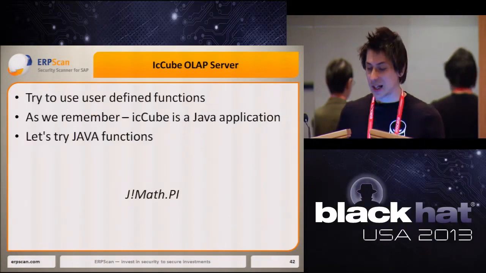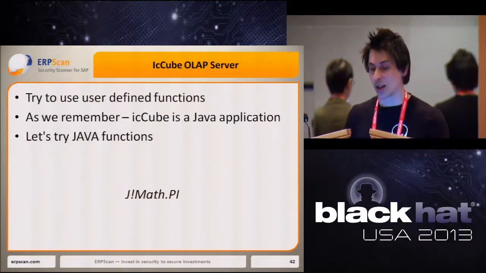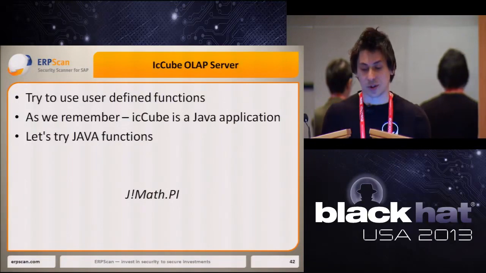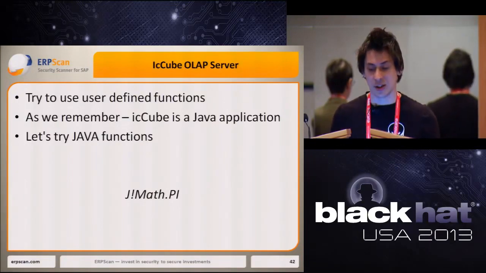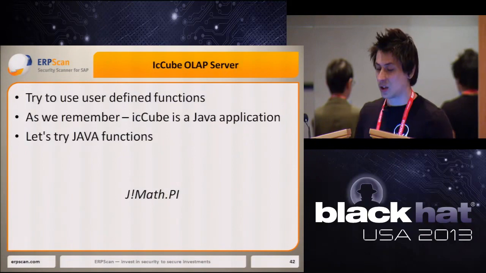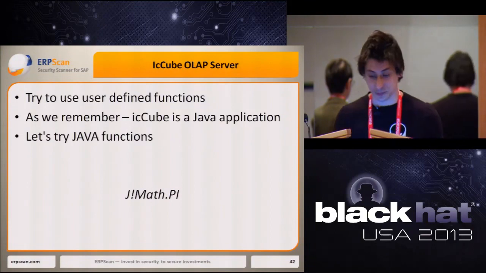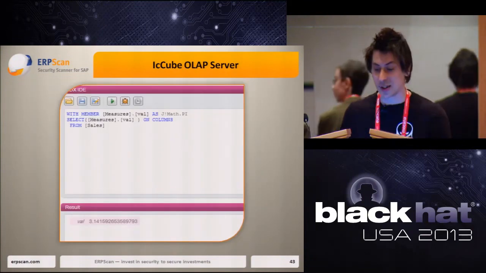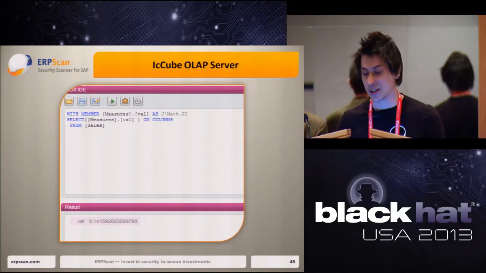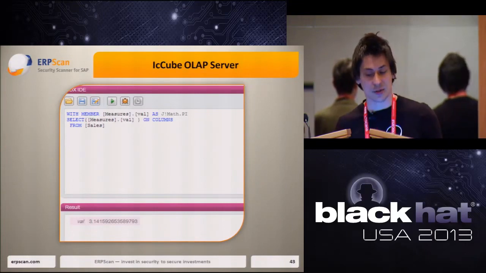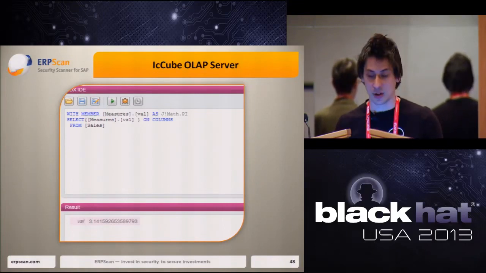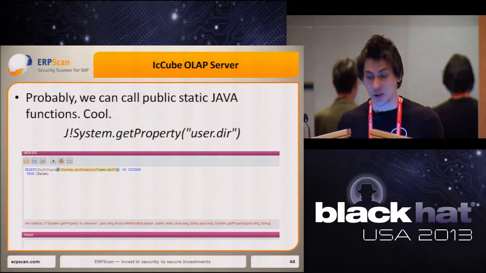So, ICCube is a Java application. Well, then maybe a Java function will serve as user-defined. Let's try to call math.py using the common entry format. J as the program ID, after the exclamation mark, and math.py. You can see the full entry on the slide, as well as the result. The server has successfully replied with the value of pi. Rejoice, it looks like we can call a public static Java function.